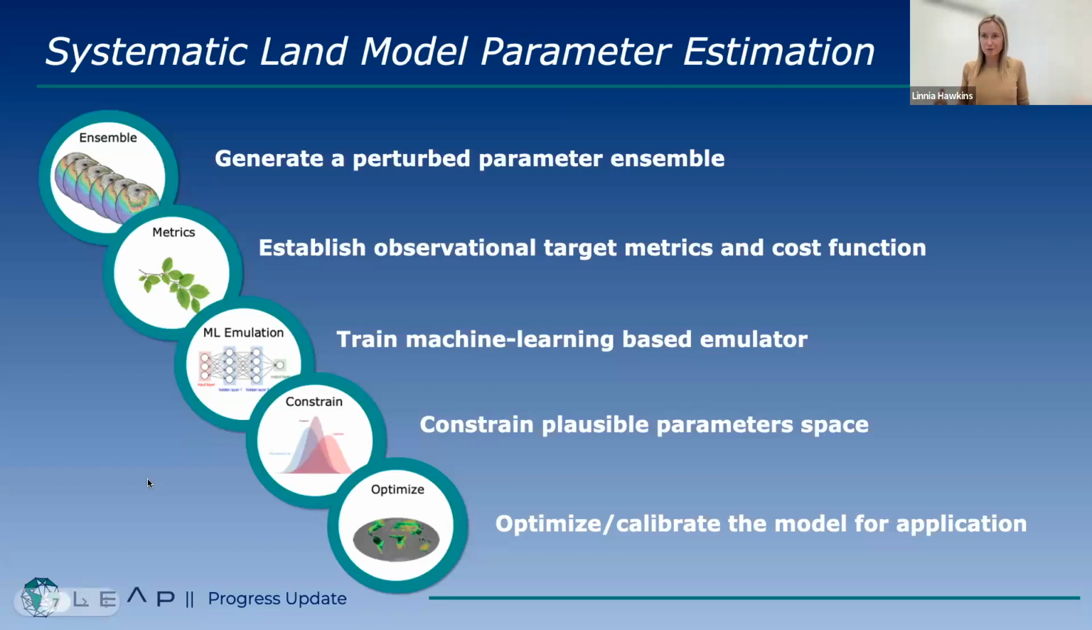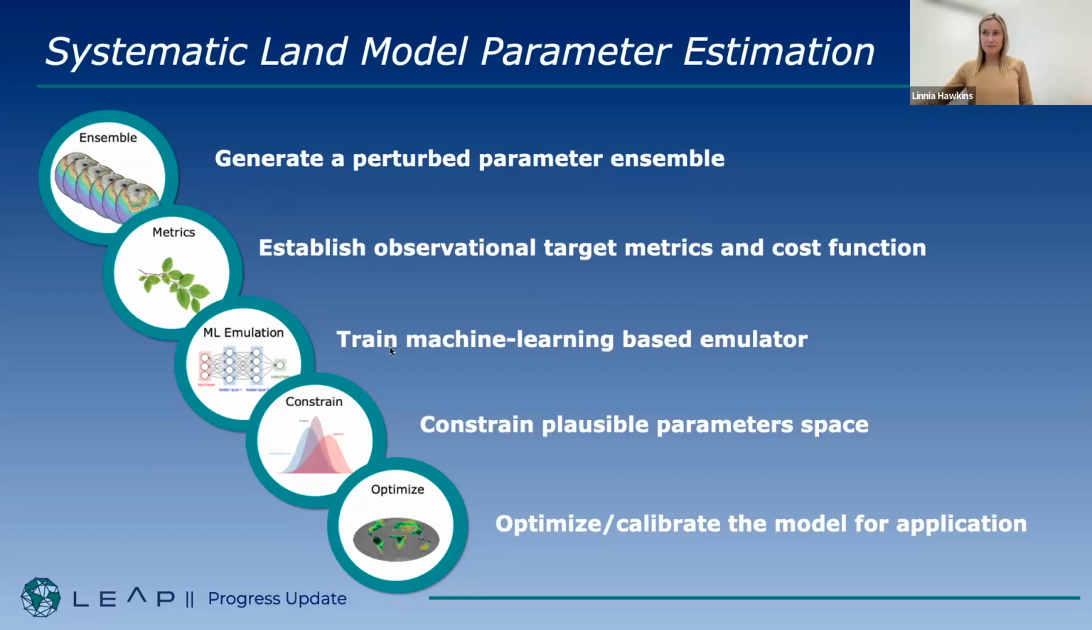So that's my intro to why we're doing this type of work and the motivations for it. I'm going to now talk through our approach and the methodology that we've been developing in the last few months. So a standard workflow for parameter estimation might look something like this. First, we generate a large perturbed parameter ensemble where we strategically vary a subset of model parameters and run an ensemble of simulations. We can then establish our observational target, calculate the error, and construct a cost function.